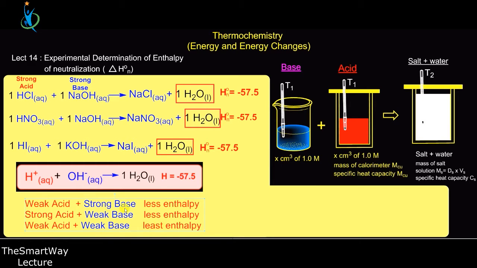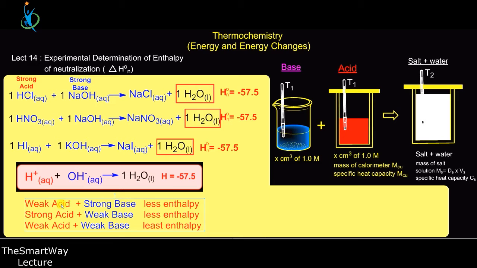The weakest of it is when you add a weak acid to a weak base, you get the least enthalpy. Now we explain this in terms of the fact that weak acids do not dissociate completely in reactions, and so they do not complete the reaction. Some of this acid remains in the reaction vessel. For complete dissociation of a weak acid, usually some amount of energy is required to further break down the undissociated weak acid in the reaction.